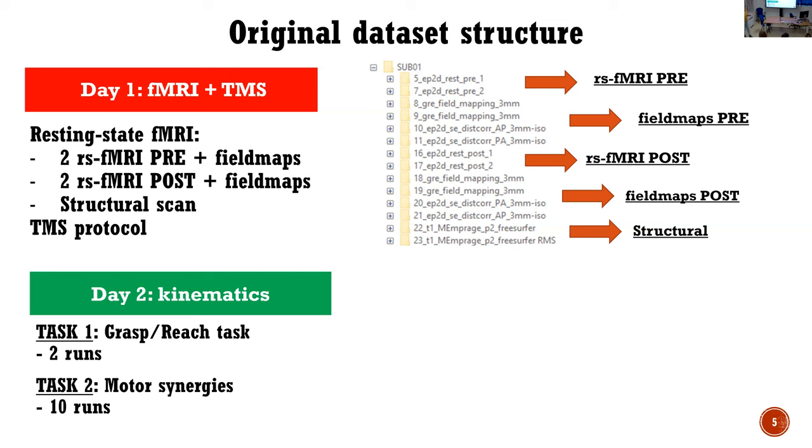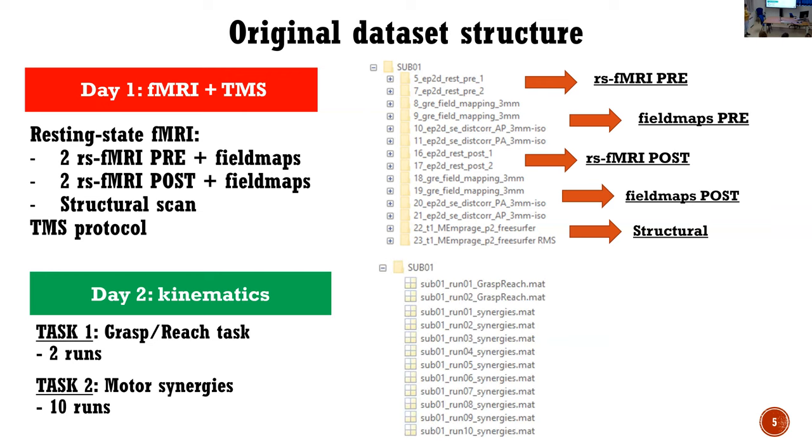For the kinematics data, the situation was easier than the fMRI because we had two runs in the first task, the grasp and reach task, because we just asked participants to perform one run with the right hand and one run with the left hand. And for the second task, the motor synergy task, we had 10 runs for each participant, only right hand.